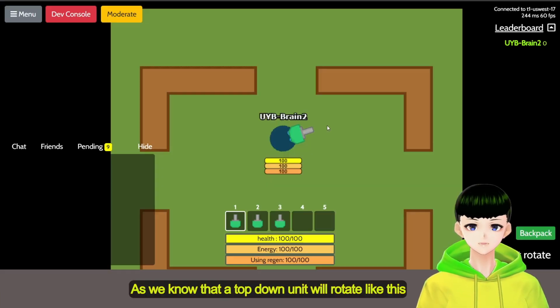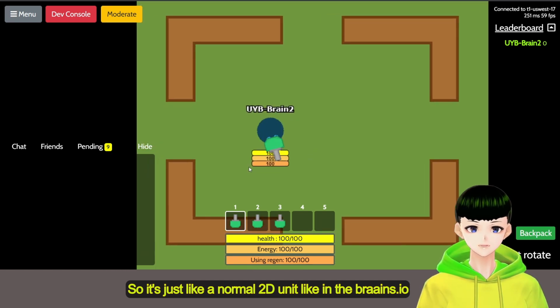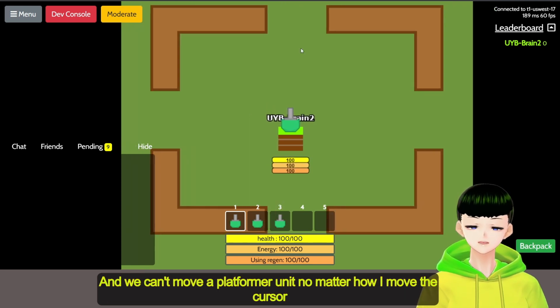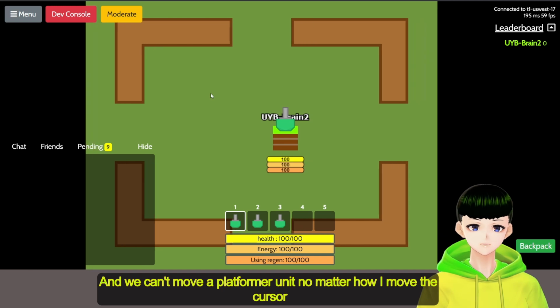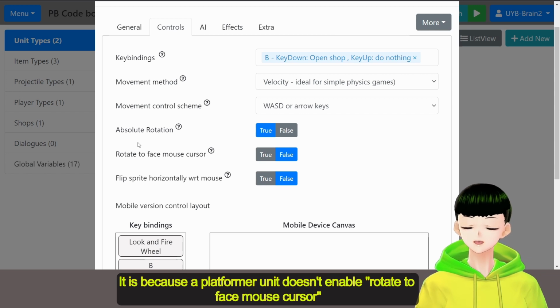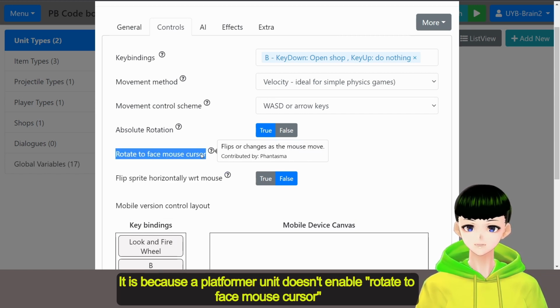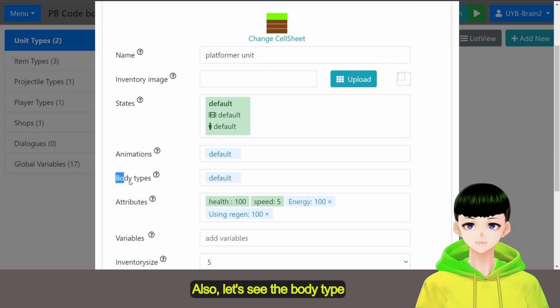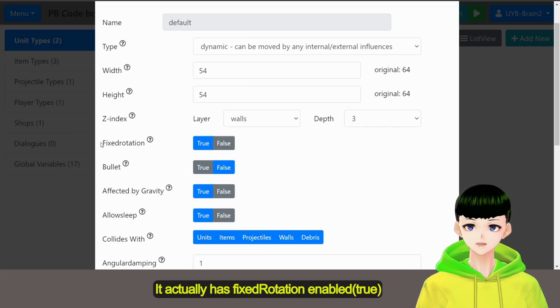So let's start. As we know that a top-down unit will rotate like this. So it is just like a normal two-dimension unit, like in the brain's I/O. And we can't rotate a platformer unit no matter how I move the cursor. It is because a platformer unit doesn't enable the rotate to face mouse cursor. So it is false here. Also, let's see the body types. It actually has a fixed rotation enabled.